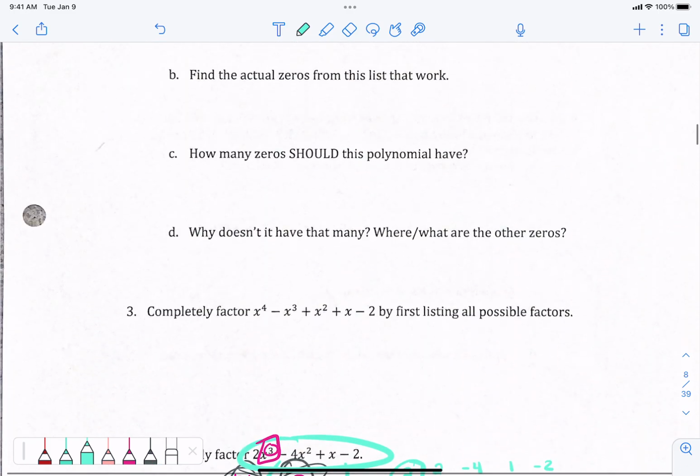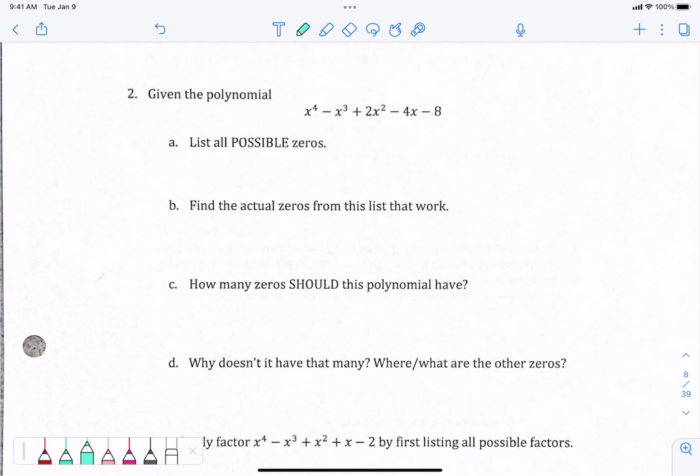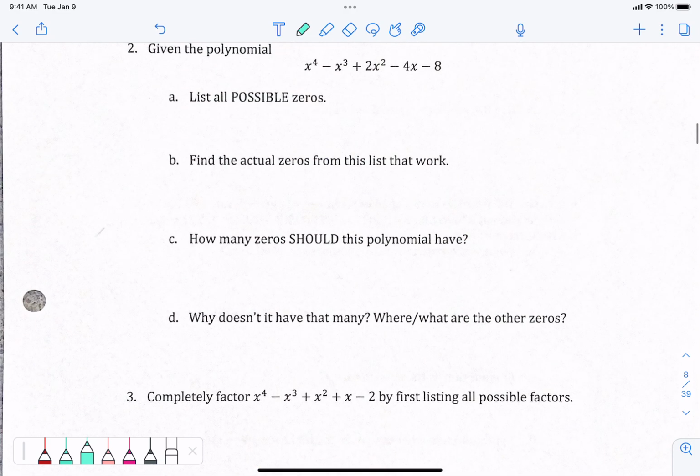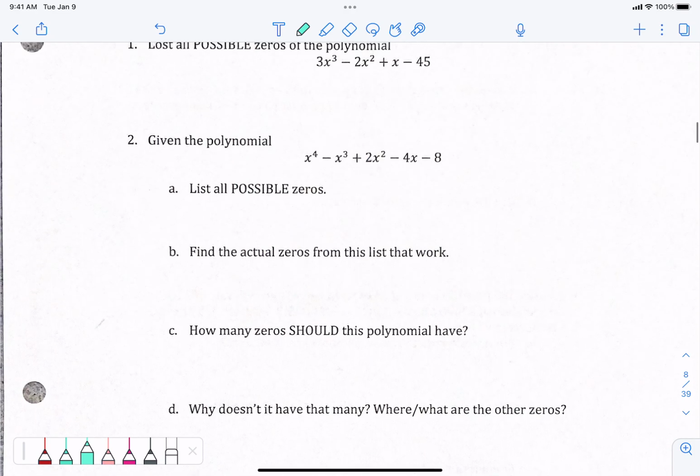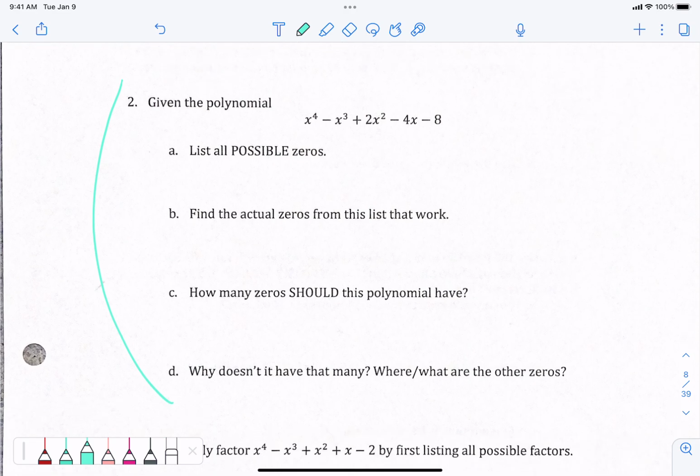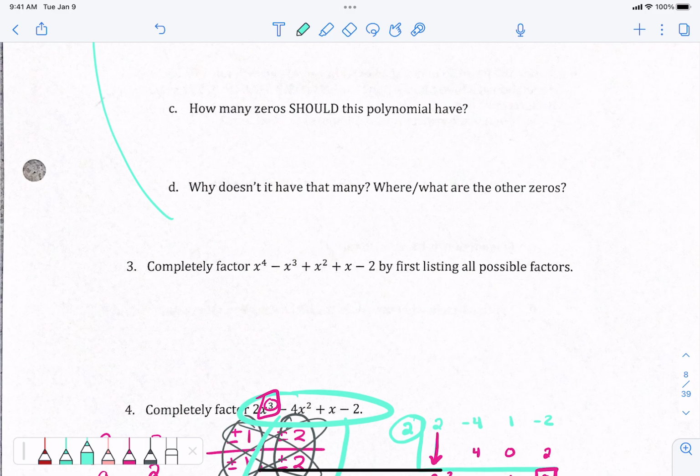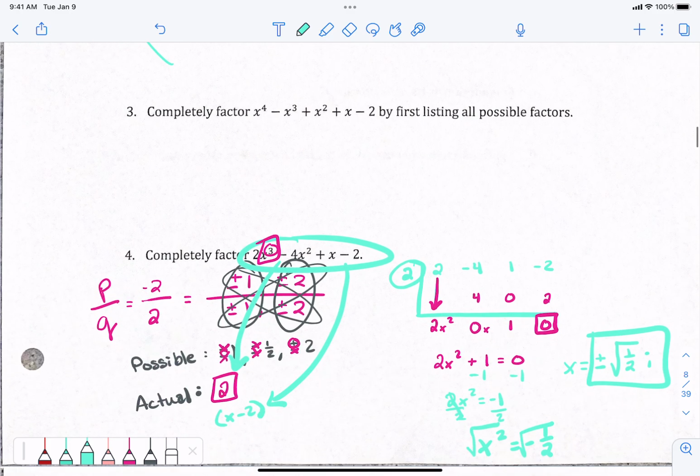Number 2 is the same as what we just did, and number 3 is also, except it goes ahead and ABCDs it out for you, right? And I don't think number 2 you have to actually completely factor everything. You just have to figure out which ones work, okay? Number 3 is going to be completely factor, and number 4 was a completely factor. So, there's that. Good? Questions?